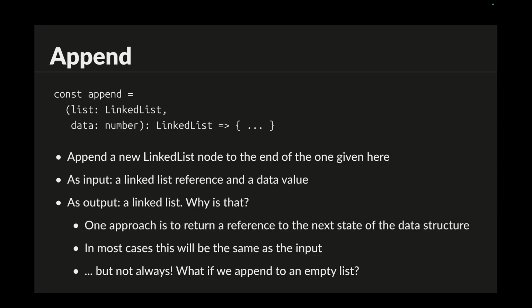Okay, append. So now we're getting into more interesting territory. The append function looks like this. It takes a linked list and some data that we want to apply to it. And it also returns a linked list. Okay, so why is that? This and the other functions that mutate the list structure are going to return a reference to the first node of the linked list after the operation is completed. And this is needed in the way that we're doing this because the mutation might actually change which node is the first node.